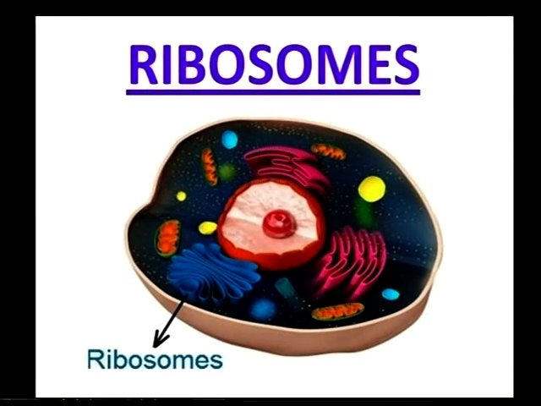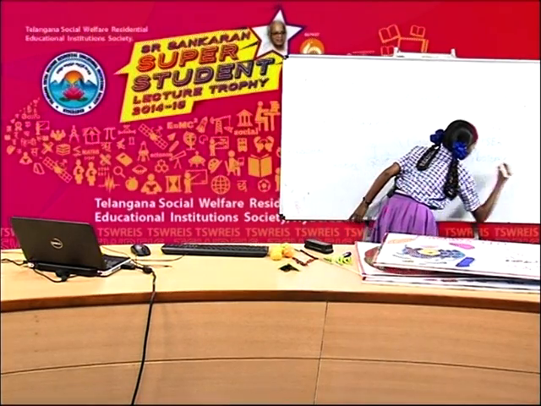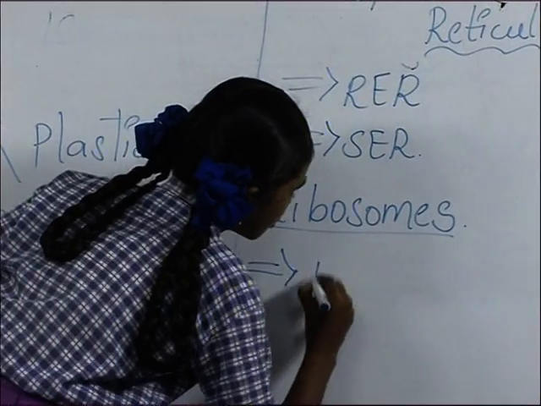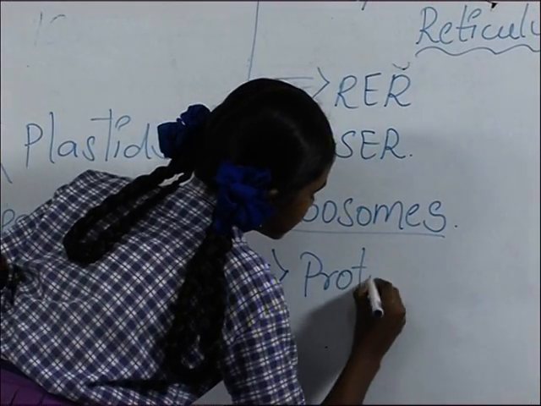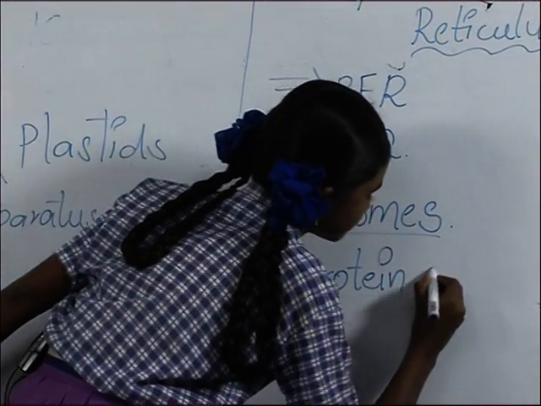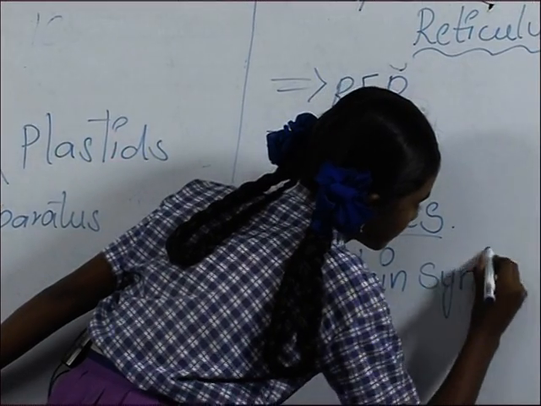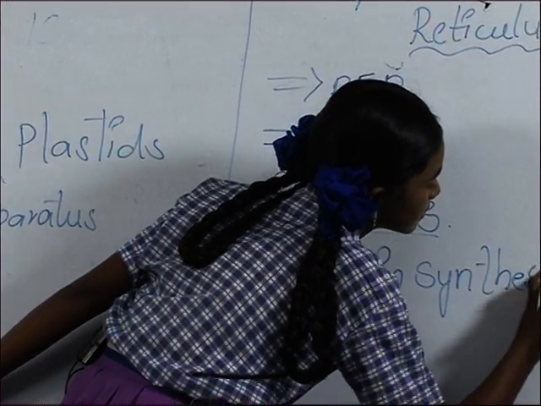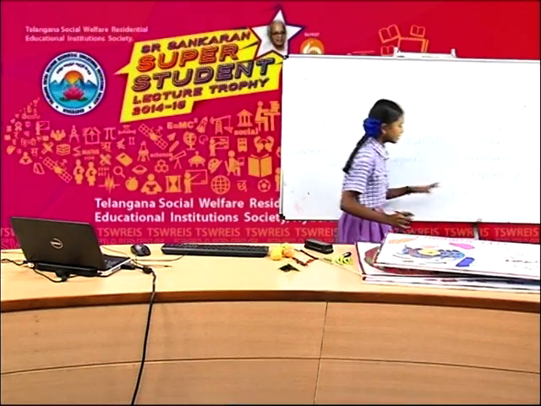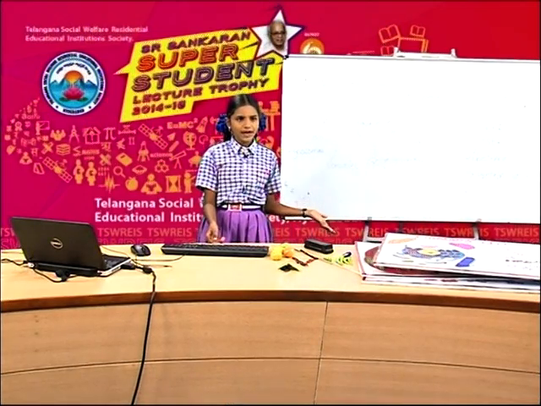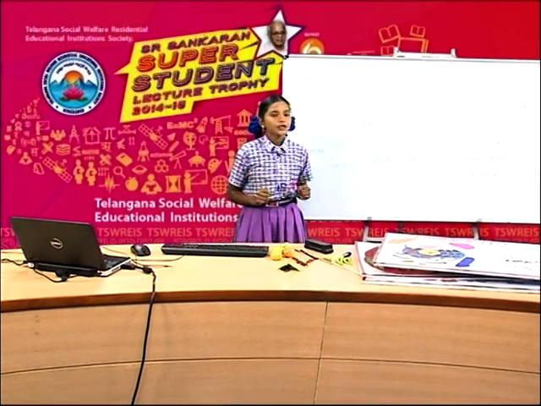These ribosomes help in protein synthesis or protein manufacture. Next, mitochondria.